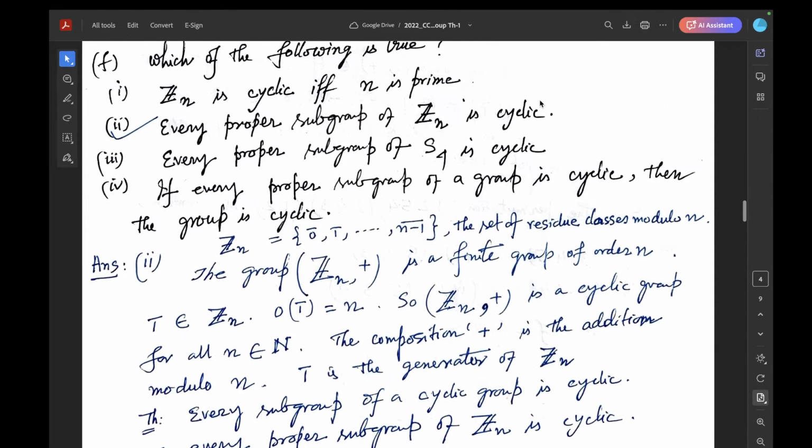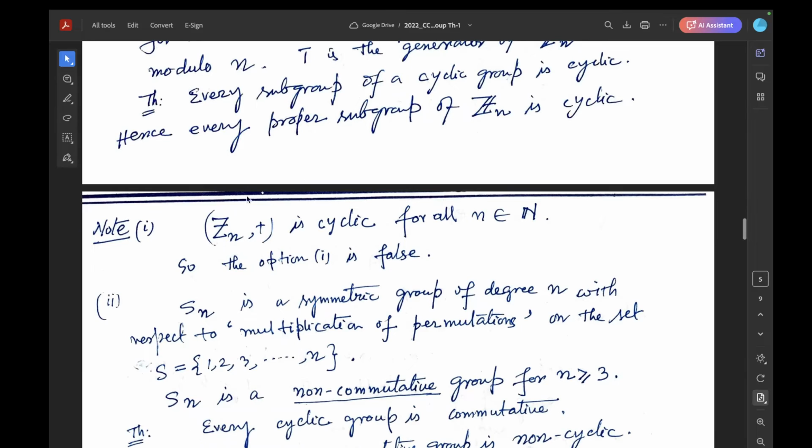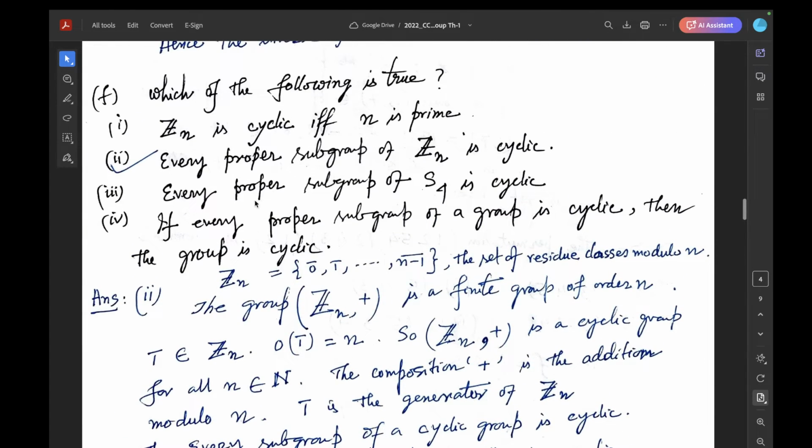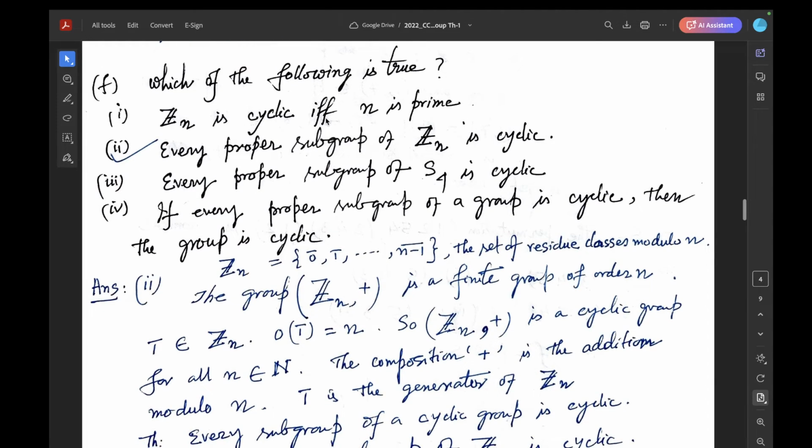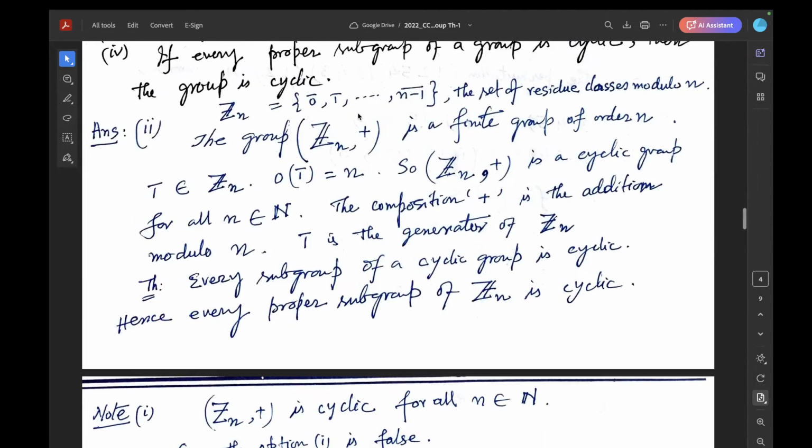Next, option 1: Zn is cyclic if and only if n is prime. Note that (Zn, +) is cyclic for all n belongs to N. So option 1 is false. The claim is that Zn is cyclic if and only if n is prime, but if n is not prime, then Zn is also cyclic. So this option is false.